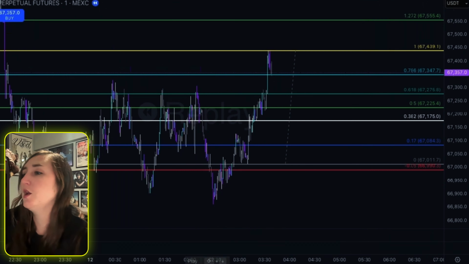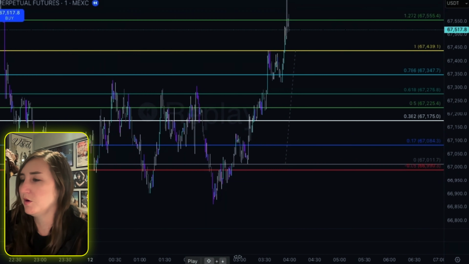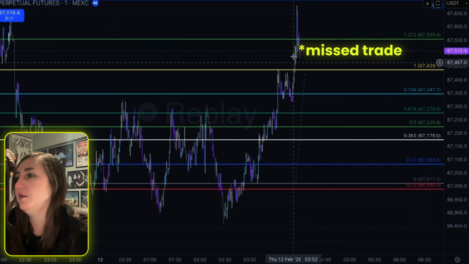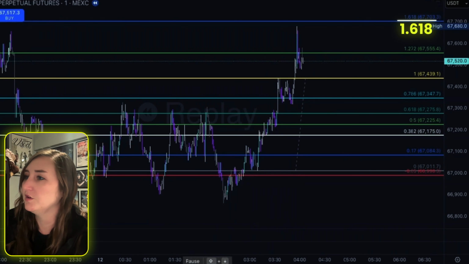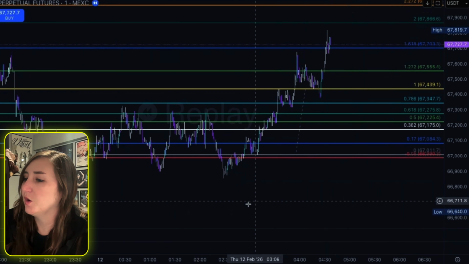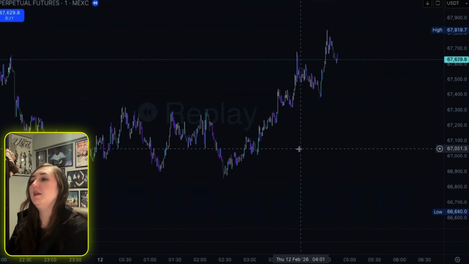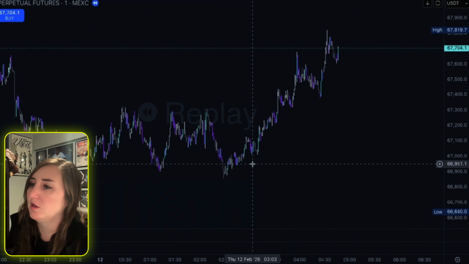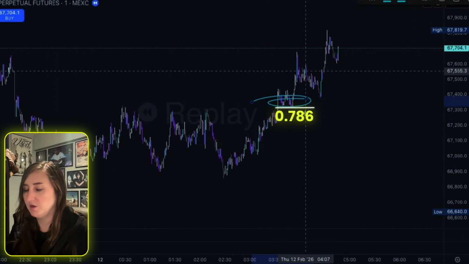So if we go ahead, play this forward, we'll see if we hit our 0.618 or not here. Just 0.786. So, missed trade, did end up going up to almost our 1.618. Let's see if it actually hits it. So it did end up going up to our 1.618, maybe even a little higher. But that is how we would draw our fib in the middle of the trend. We only came down to the 0.786 level, which is fine.